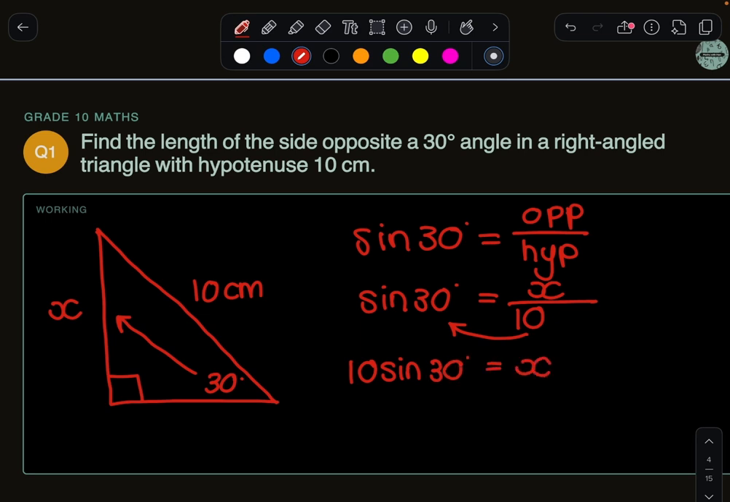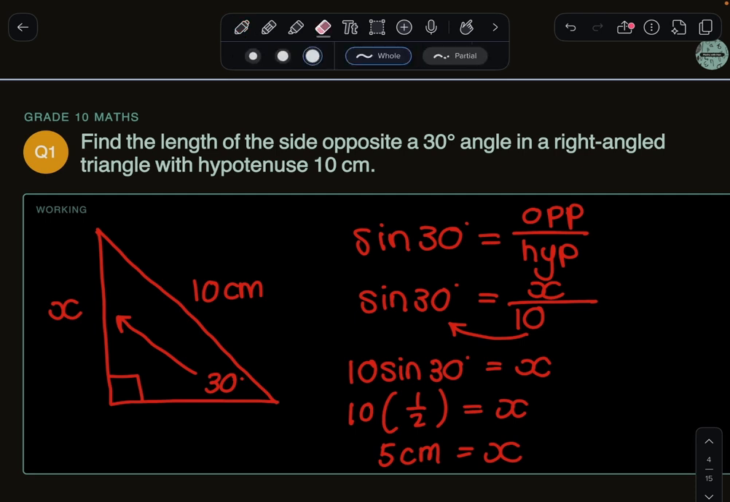You can just plug this into your calculator, but sine of 30 is always a half. So it's going to be 10 times a half is equal to x. So 10 times a half is just 5. So x is 5 centimeters. So that is that missing length there. Let's draw that in. This is 5 centimeters.